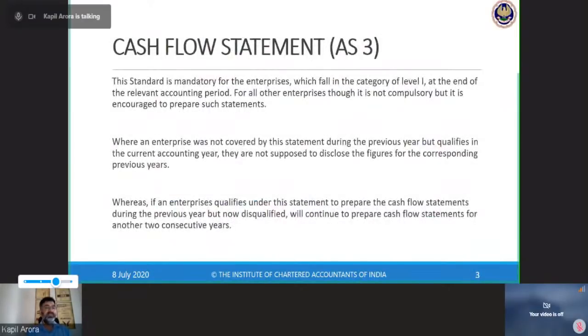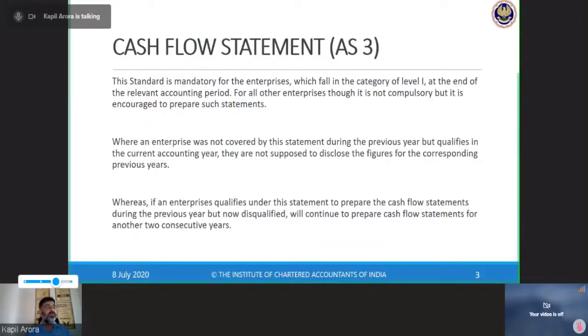cash flow statement. Right. So this is again part of chapter 3, unit 2, overview of accounting standards. Cash flow statement is one of the topics of the overview of accounting standards.